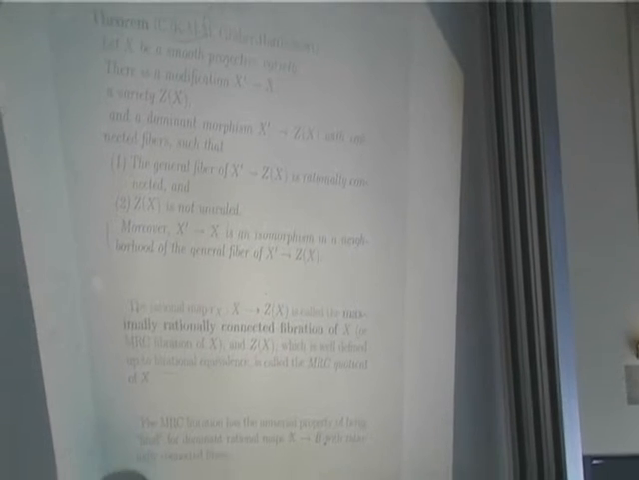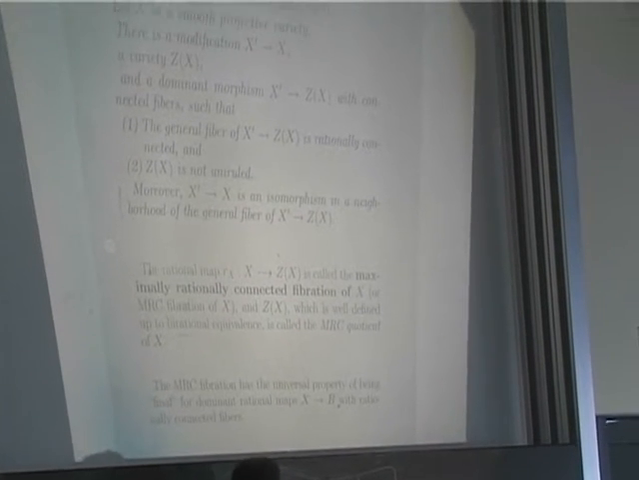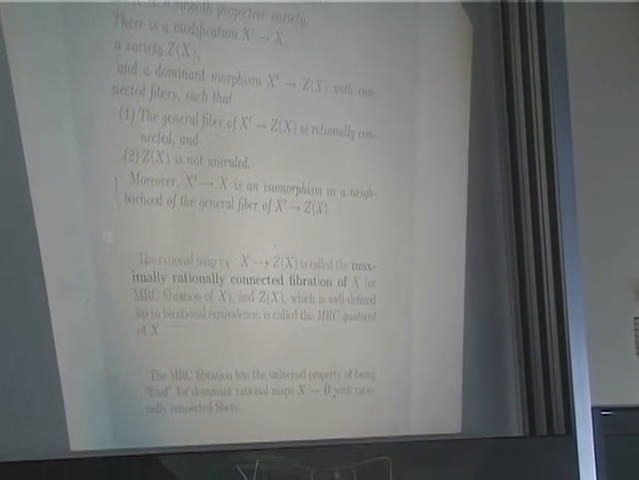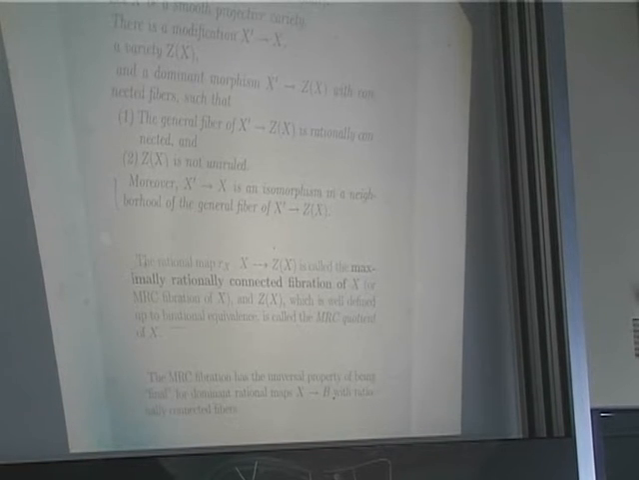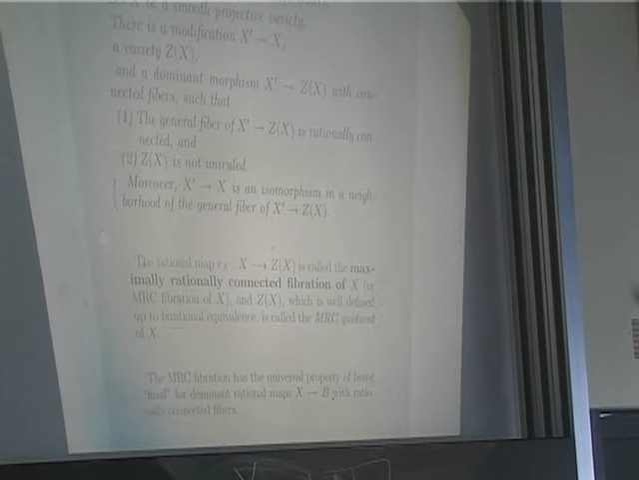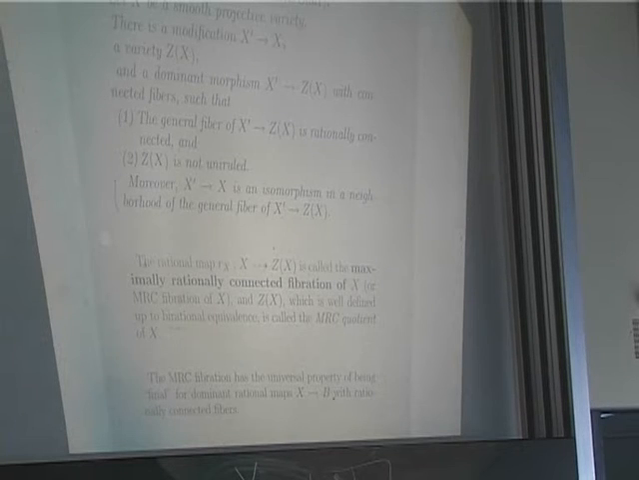Let's ignore this part for the time being. You can see that in the notes. The rational map that you have here, so this is only a rational map, is called the MRC fibration, the maximal rationally connected fibration of X, and Z of X is called the MRC quotient of X. Or I think Jason might have called it the rational quotient, but it's not rational, so I don't like it. It's the opposite of rational.